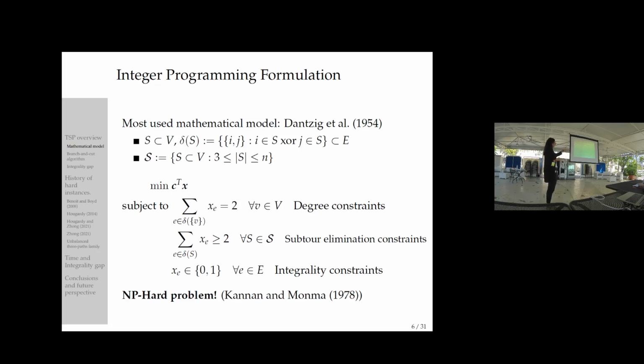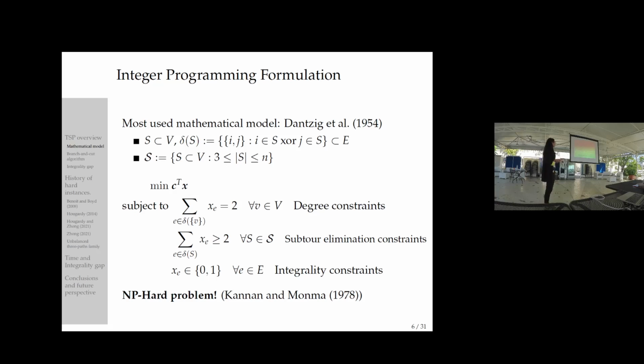While the second one is called the subtour elimination constraint. This constraint ensures that you do not find two different loops, but only one connected tour in the optimal solution. Then we have the last constraint, the integrality constraints. So the entries of the tour incidence vector can only be 0 or 1. And this problem is NP-hard, so it is a very hard problem.